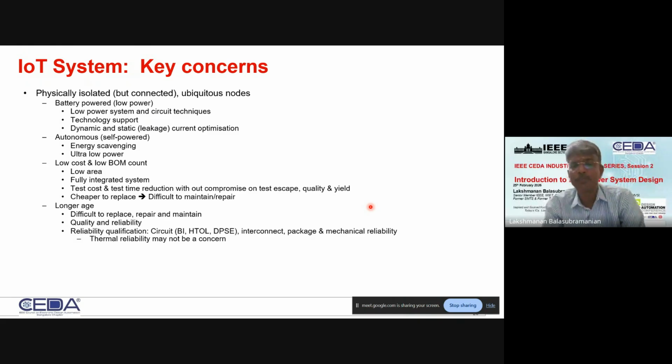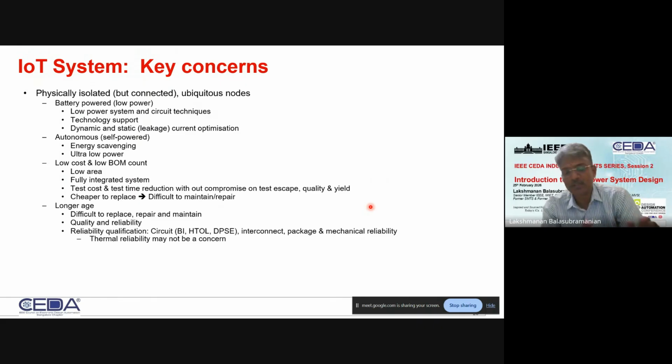And of course, it has to be of longer age, not just that they consume low power so that the functionality can run with a longer duration of the battery, like longer life of the battery. Beyond that, the circuit itself should not age, deteriorate, get repaired or go out of service. It should continue to operate as long as the power is available. If the power is available, there should not be any other problems with respect to its operation. So it should be of longer age.